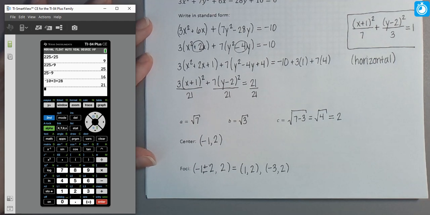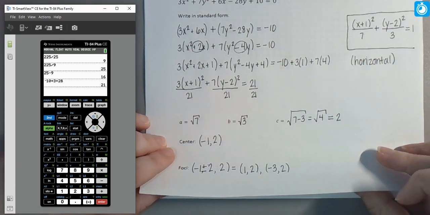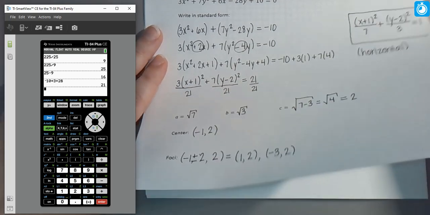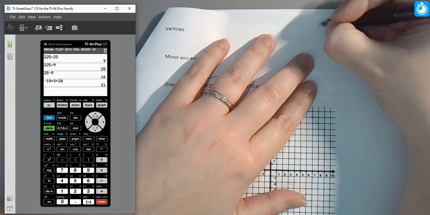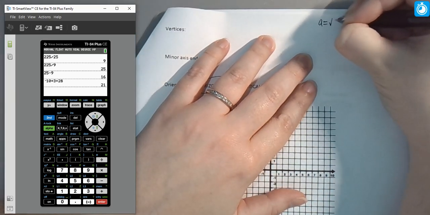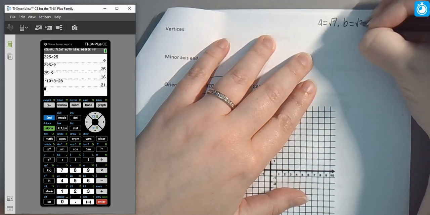And unfortunately, those are going to be the easiest ones to graph, and they're the ones we don't actually need to graph. A and B are a little bit nastier, which means our vertices and then our minor axis endpoints are also going to be a little bit nastier. So let me flip over, and I'm going to rewrite those values. So A was the square root of 7, and B was the square root of 3.